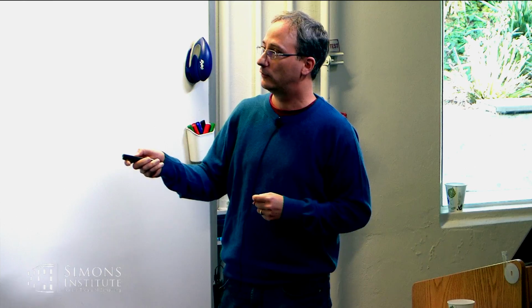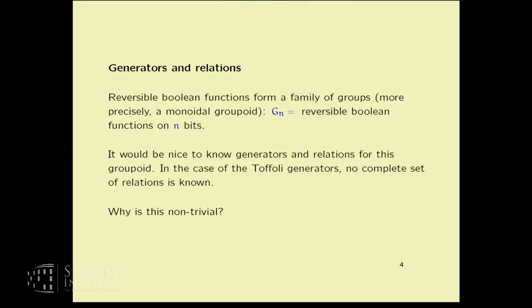Okay. Now, in the case of reversible Boolean functions, I gave you the Toffoli generators. So in general, you only get the even permutations, but that's fine. We can live with that. But there's actually no complete set of relations known for these generators. So if I give you two of these Toffoli circuits, not only is it difficult to decide if they're equal or not, because that has got to be at least an NP-complete problem. You can just reduce the same problem for ordinary Boolean circuits to the reversible one. But we don't even know right now a complete set of relations for these.